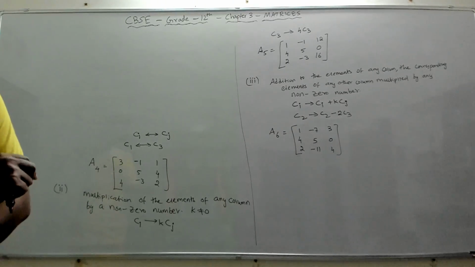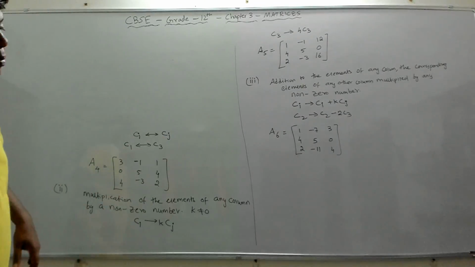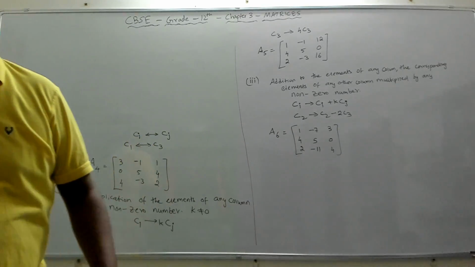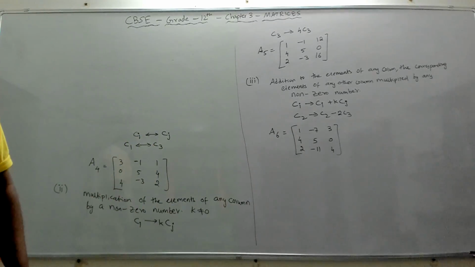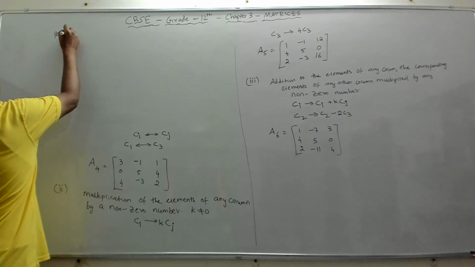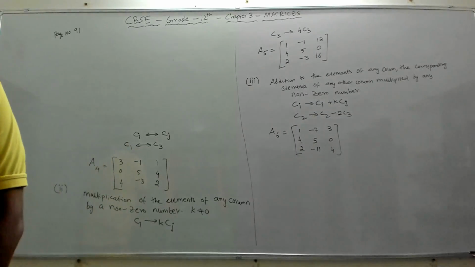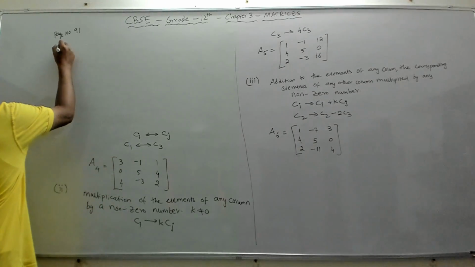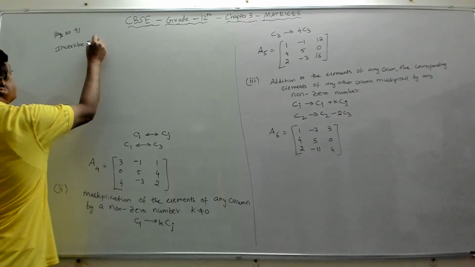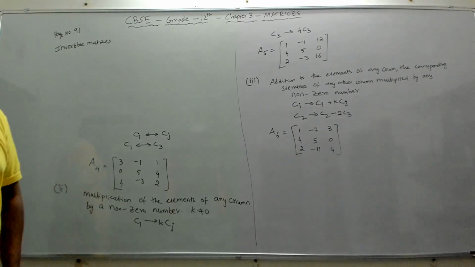I am at page number 91. The elementary row and column operations were on page number 90 of your textbook. This is page number 91, which is invertible matrices.